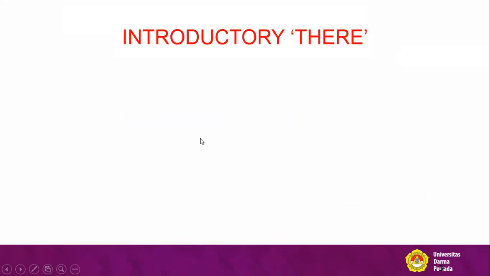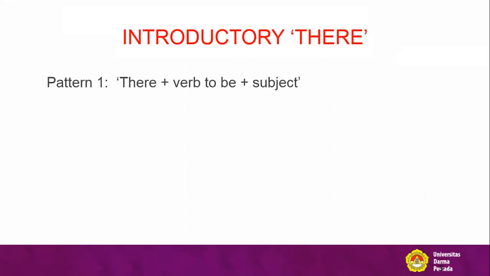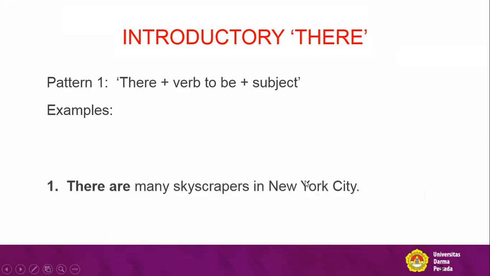We are having 10 patterns of introductory there, so everybody needs to pay attention for each pattern. We are going to learn pattern 1. The pattern 1 says you have there and then verb to be. Remember, when we have to be, we have is, was, were, and then are. And then after that, we have subject. Let's see the examples. Example 1.